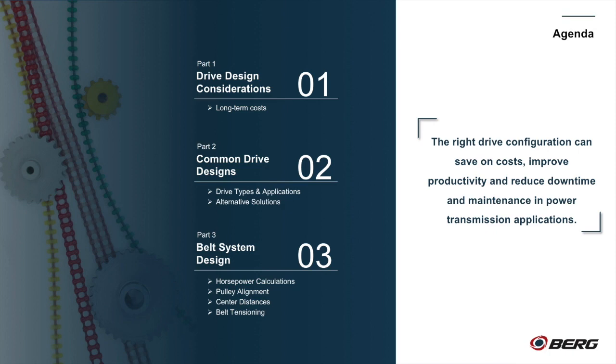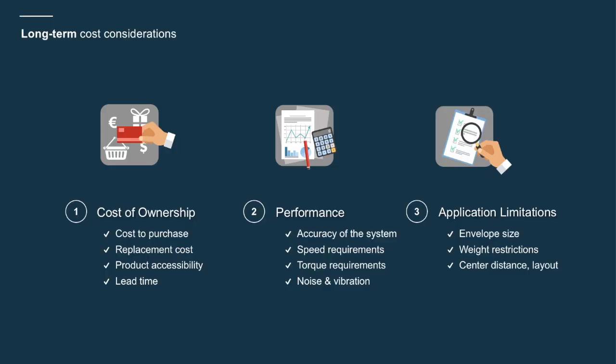Here's an overview of what we'll be talking about today. We will start off with the drive design considerations. What questions should be asked up front to help decide the appropriate solution for your application? Next, we'll review some of the common drive designs. We will examine many of the different design types and alternative solutions offered by Berg. We will also discuss a couple of real-world examples and how we used Berg product to solve some of the problems. Finally, we'll discuss the belt system design. When a belt drive is the correct solution, how do we go about the calculations to ensure the system will meet the customer's needs?